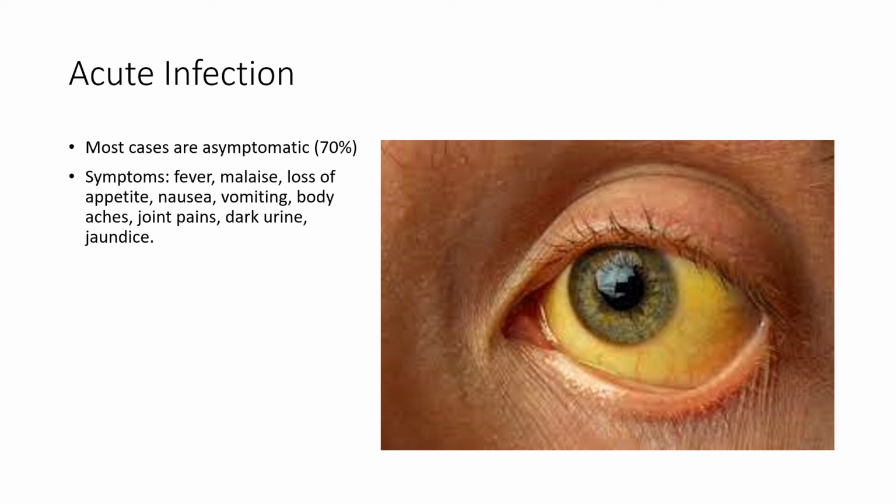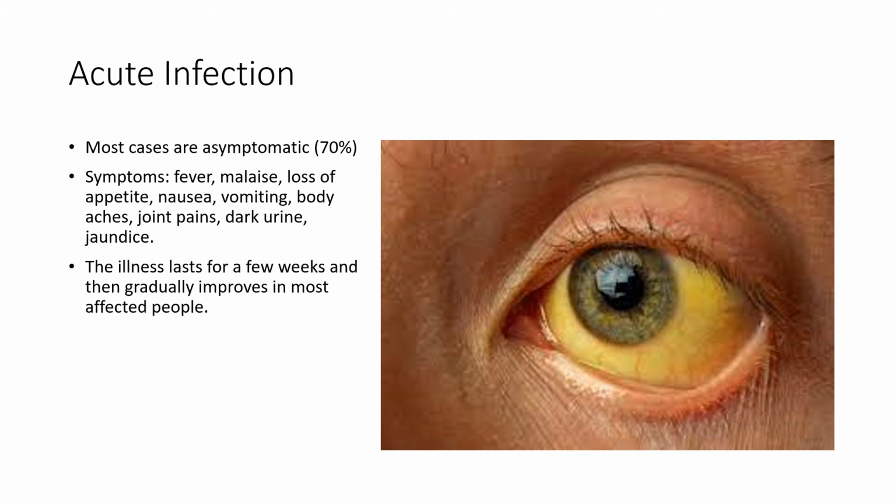Jaundice occurs when people's skin turns yellow, and you can also get what's called scleral icterus, as demonstrated in this photo. The illness usually lasts for a few weeks and then gradually improves in most affected people. A minority of patients, however, may develop acute fulminant liver failure from which they can die. So it can be a life-threatening infection.